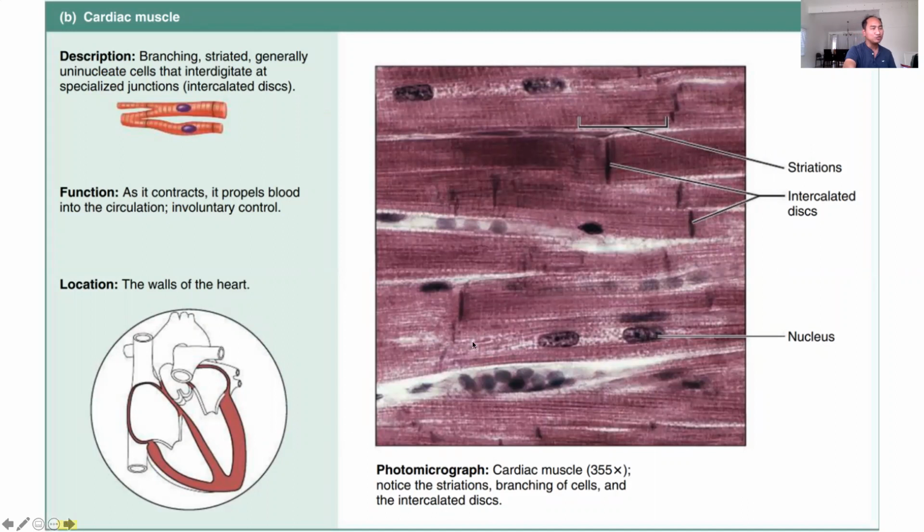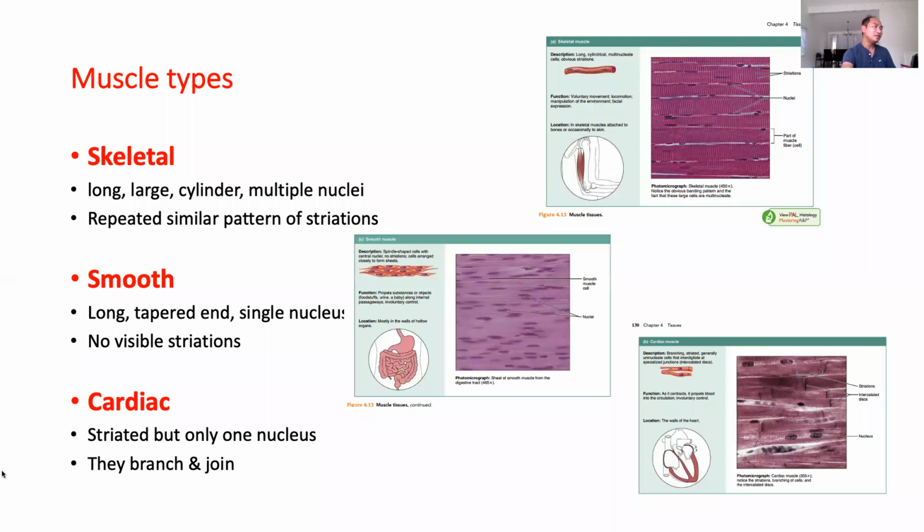It looks like they have striations. Yes, cardiac muscle is striated muscle, but the difference is they do branch. If you look at this muscle cell, they branch here and they branch here. They join here. So branch and join, branch and join. That is the typical feature of cardiac muscle. They look striated, but they do branch and they do join. This type of muscle we can see in our heart. So now we understand skeletal muscle, smooth muscle, and cardiac muscle under our microscope.